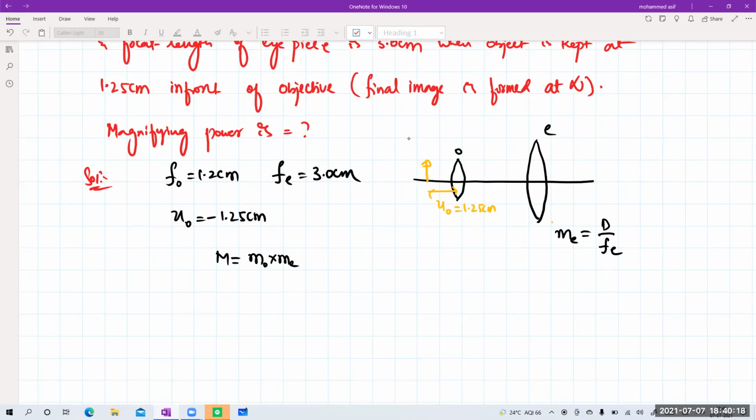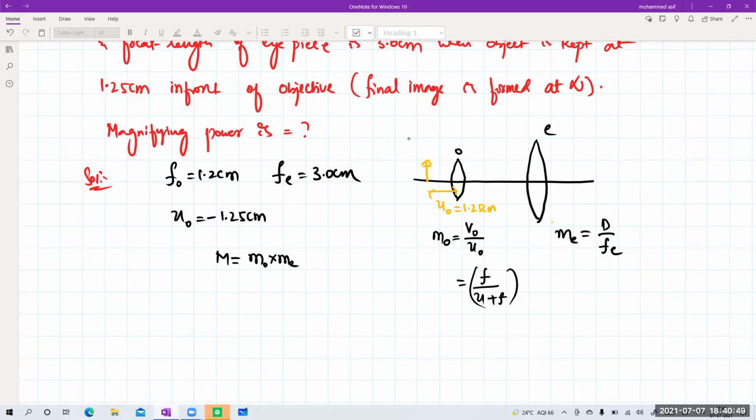And magnification of your objective will be equal to how much, beta? Image distance of your object divided by your object distance. So that into this, multiplication. What all do we have? We are having U naught. We don't know the value of V naught, so I can calculate the value of your V naught. In terms of focal length, I can write this also as F divided by U plus F.